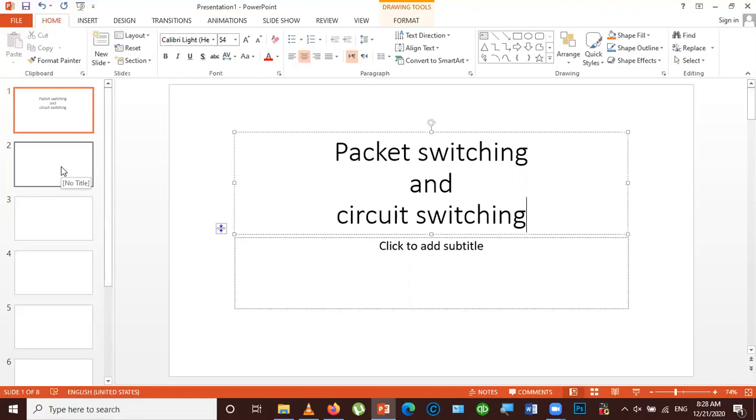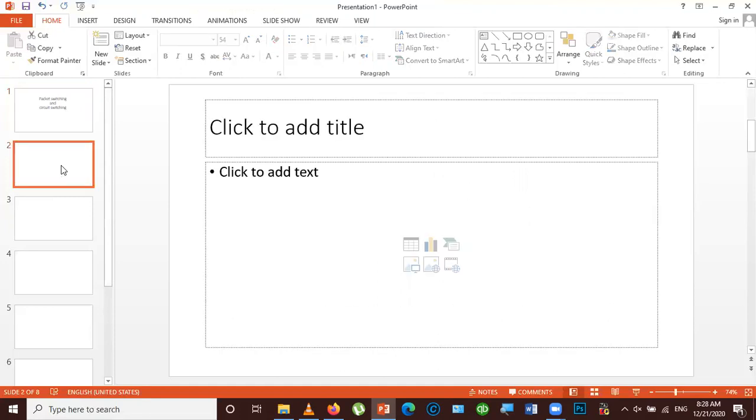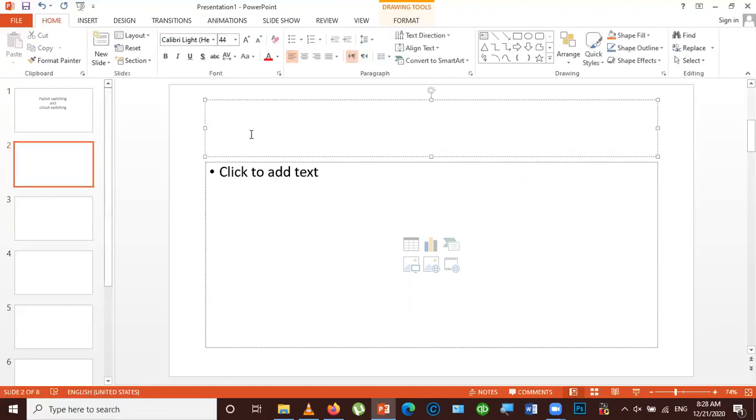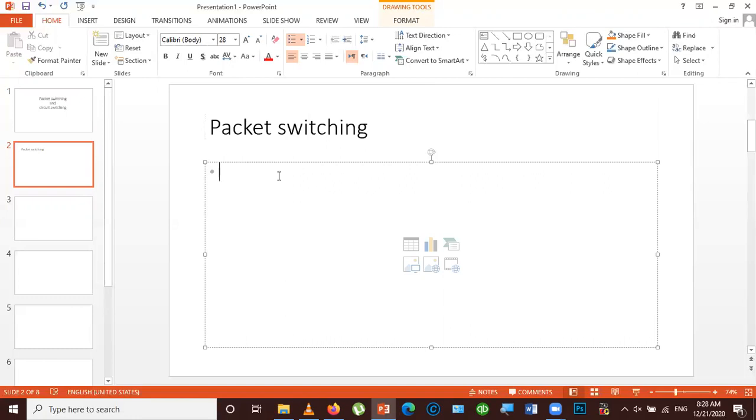So, dear students, first of all, we can see what is packet switching and what is circuit switching. First of all, we can have a look at each one by one. Packet switching. First of all, we can see what is packet switching. Packet switching is a network communication method.